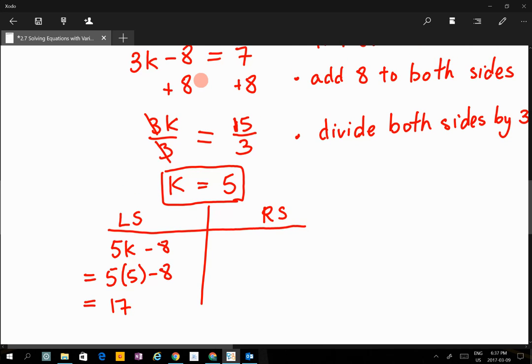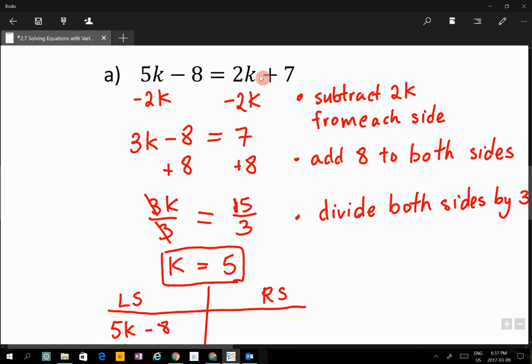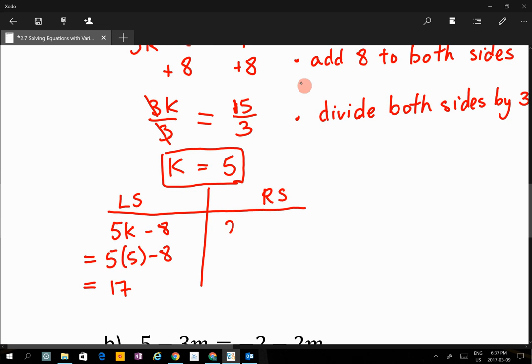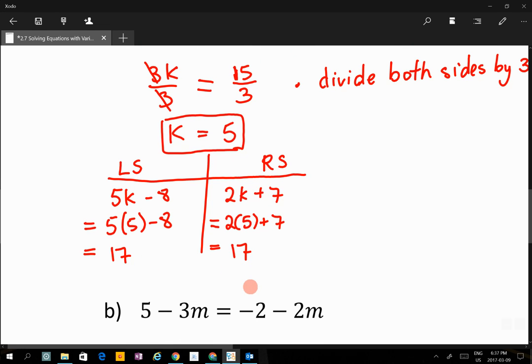5 times 5 is 25, minus 8 is 17. Okay, so on the right side, I have 2k plus 7. So I'm going to write 2k plus 7. And that equals 2 times 5, when I replace k with 5, plus 7. 2 times 5 is 10, plus 7 is 17. And it turns out the left side of my equation is equal to the right side of my equation. So I'm going to say that here. Left side equals right side. That means I just checked my answer and k equals 5 is the correct solution.